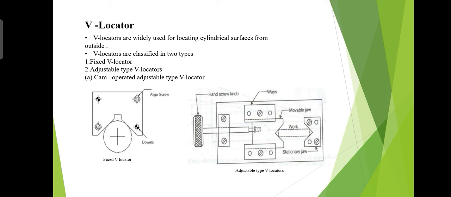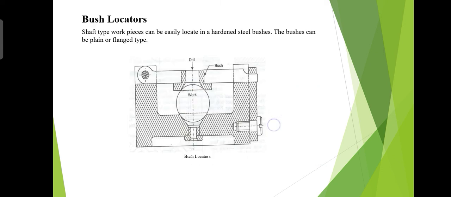A fixed V locator is secured to the jig body by means of screws and dowels. A 3-degree taper ensures that the top of the V overhangs the component for clamping purposes. And a sliding V block can be actuated by hand, nut or cam. All sliding parts should be made of steel, hardened and ground, and the bottom of the V should be slotted to remove the sharp corner. These are the diagrams of V locator.